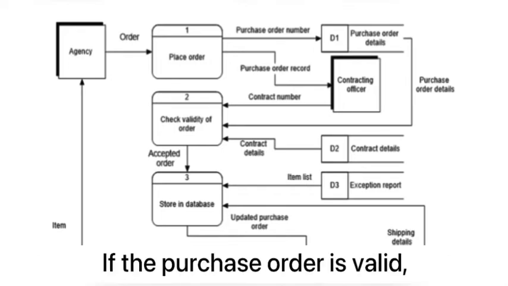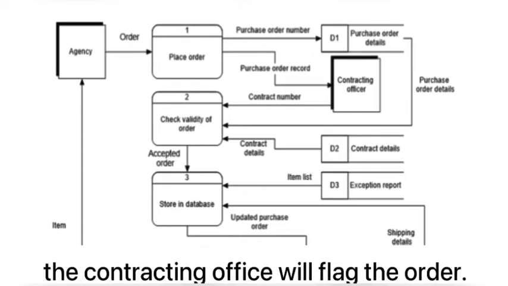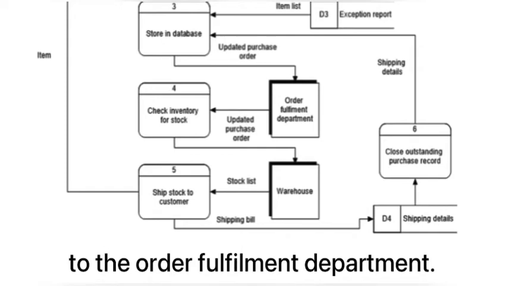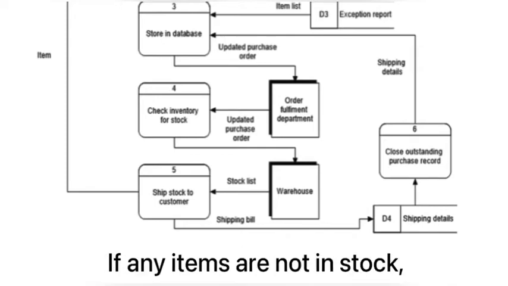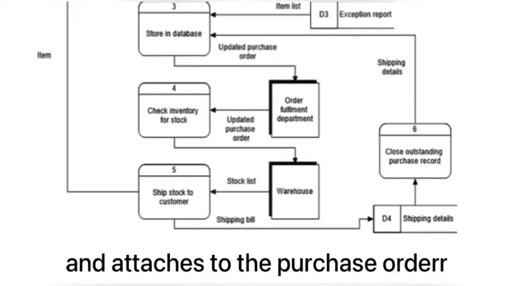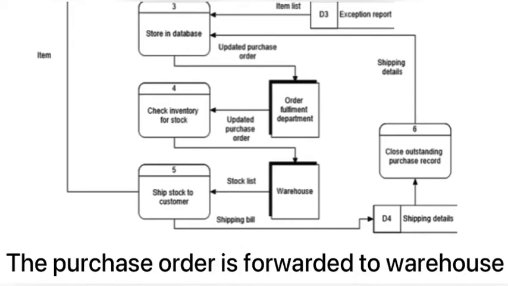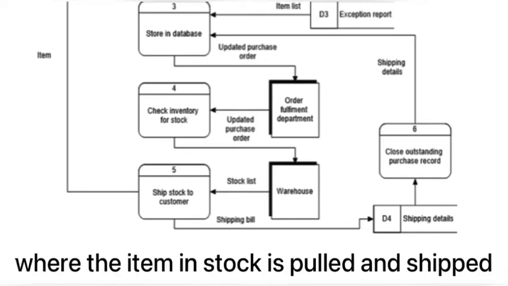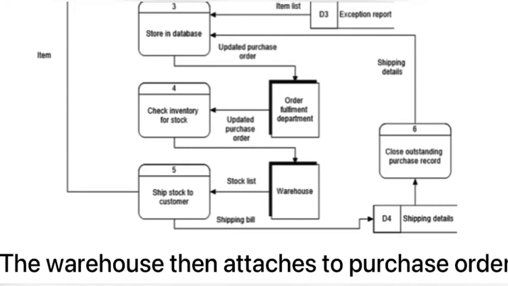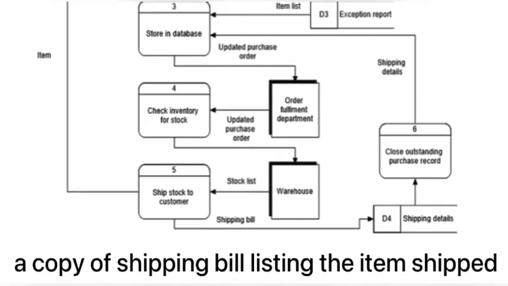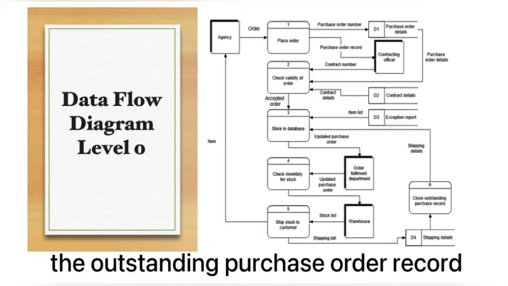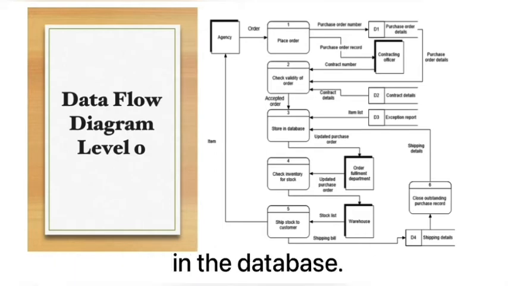If the purchase order is valid, the contracting office will write the order. The purchase order is then sent to the order fulfillment department. If any items are not in stock, a report listing the items is created and attached to the purchase order. The purchase order is forwarded to the warehouse where the items in stock are pulled and shipped to the customer. The warehouse then attaches to the purchase order a copy of the shipping bill listing the items shipped and sends it to the contracting office, which closes the outstanding purchase order record in the database.